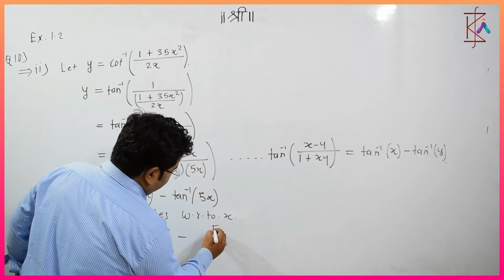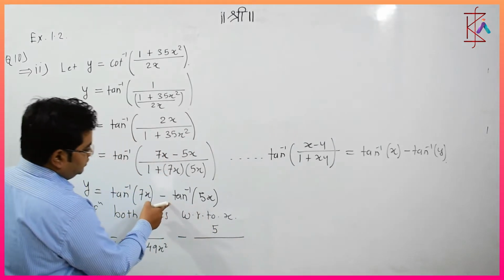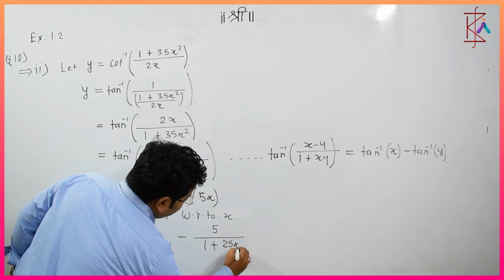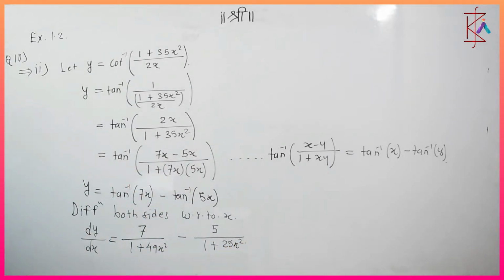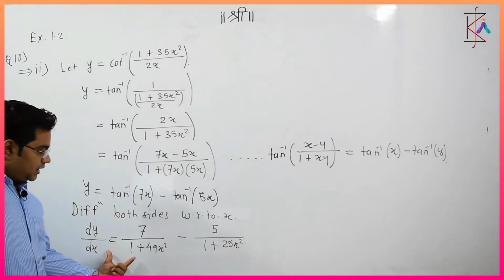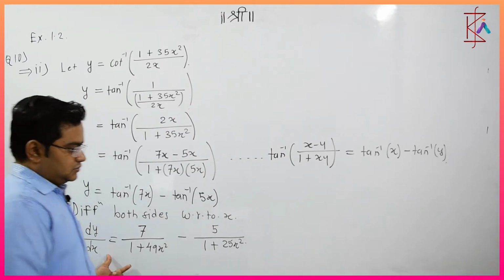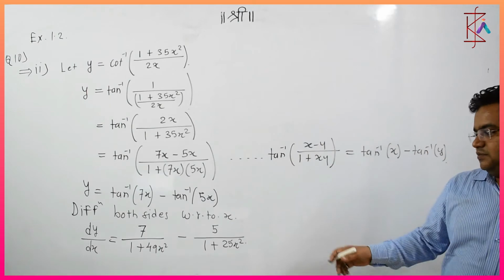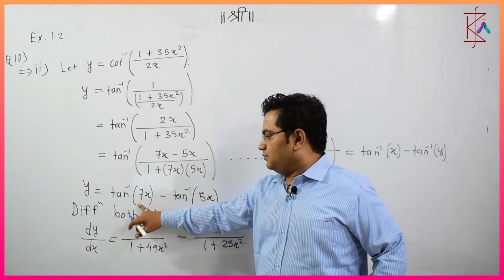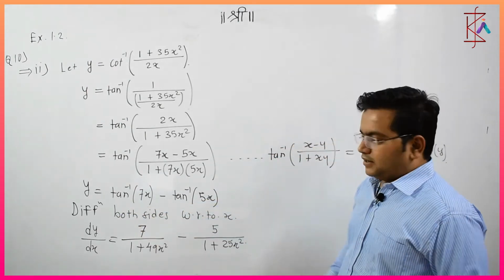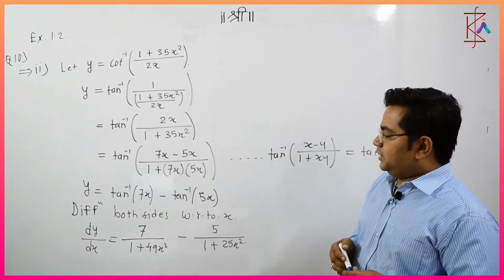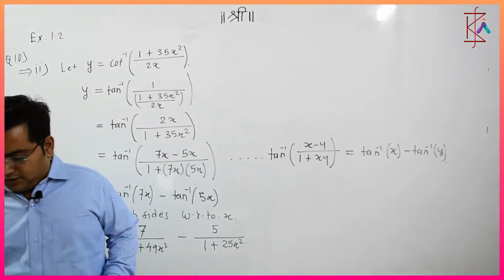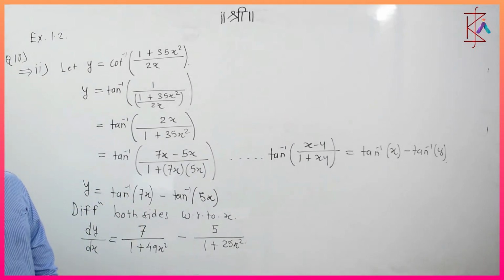Minus 5 upon, what is the derivative of this? 1 plus 25x square. Be fast. If you are stuck at this point, that's very simple. We just need to apply the derivative formula of tan inverse and apply the chain rule. Hope you got it. So now this is our final answer for the question. Now let's move to further questions.